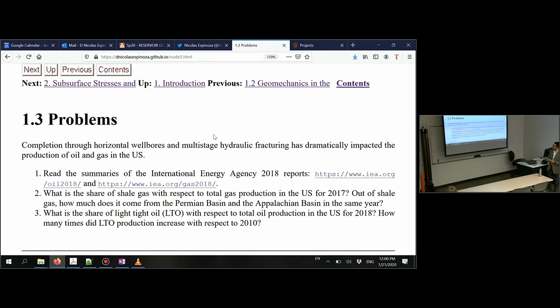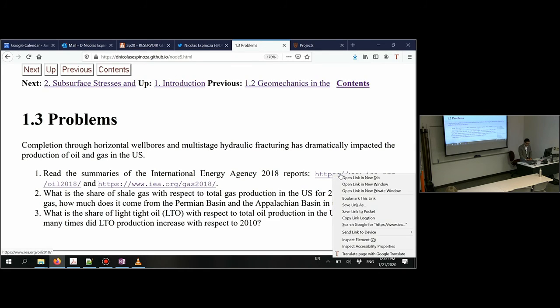And basically what I want you to do is to read these 2 reports from the International Energy Agency, where they show the trends of production of shale gas and tight oil in the U.S. And I want you to see, just get an idea with numbers about how much that has grown in the past and what has been the impact in the U.S. economy and in the petroleum industry.